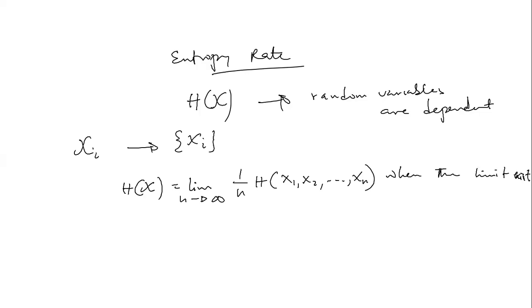So interpretively, the entropy rate, H of X, is the limit of the joint entropy of n random variables divided by n as this n tends to infinity, as it becomes sufficiently large. So what we are trying to say here is that the entropy rate is seen to be the best achievable data compression. And considering the level of dependence, so if we now consider the Markov chain, for instance, the Markov chain.